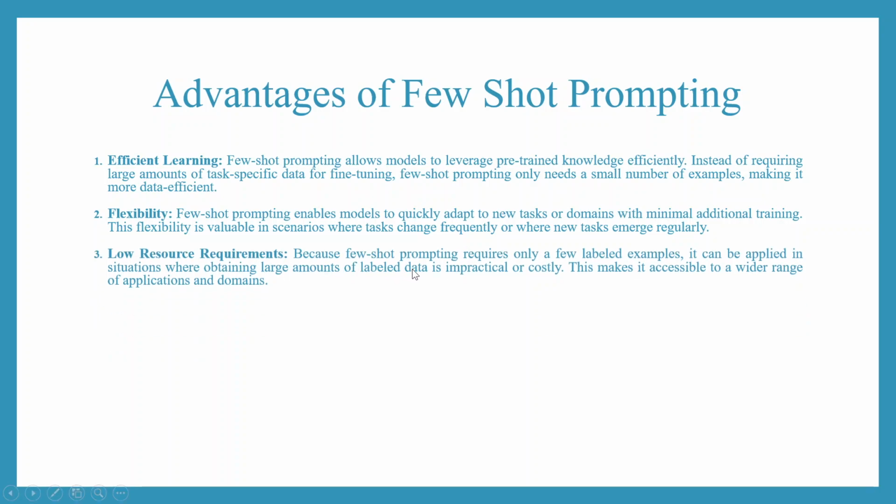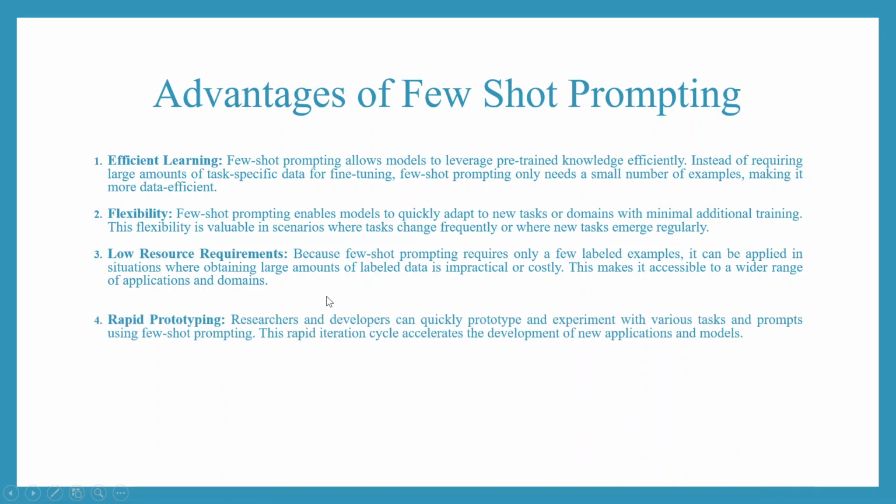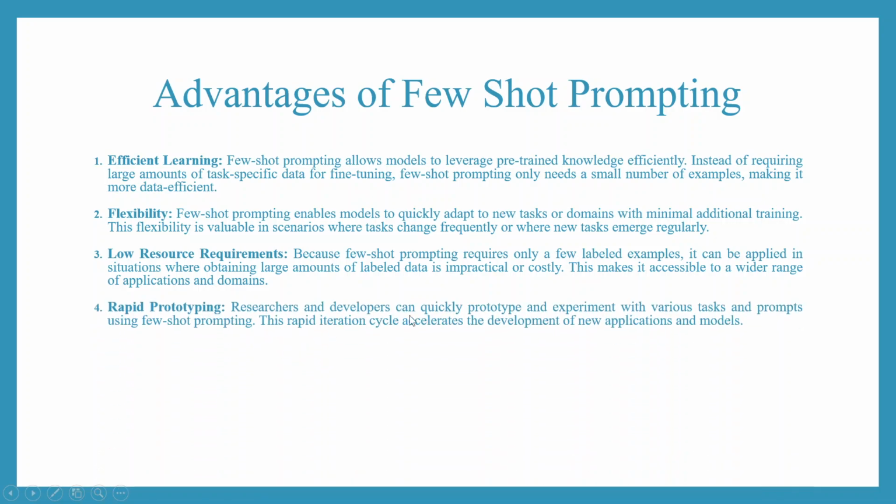Because few-shot prompting requires only few labeled examples, it can be applied in situations where obtaining large amount of labeled data is impractical or costly. This makes it accessible to a wider range of applications and domains. Researchers and developers can quickly prototype and experiment with various tasks and prompts using the few-shot prompting. This rapid iteration cycle accelerates the development of new applications and models.